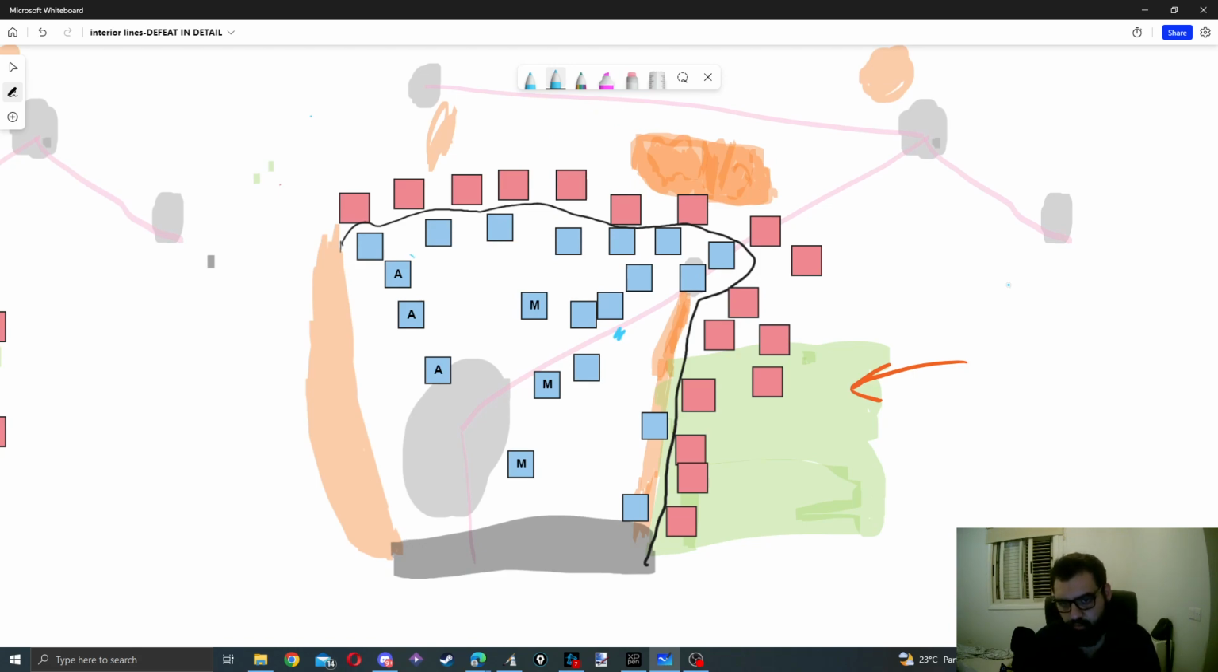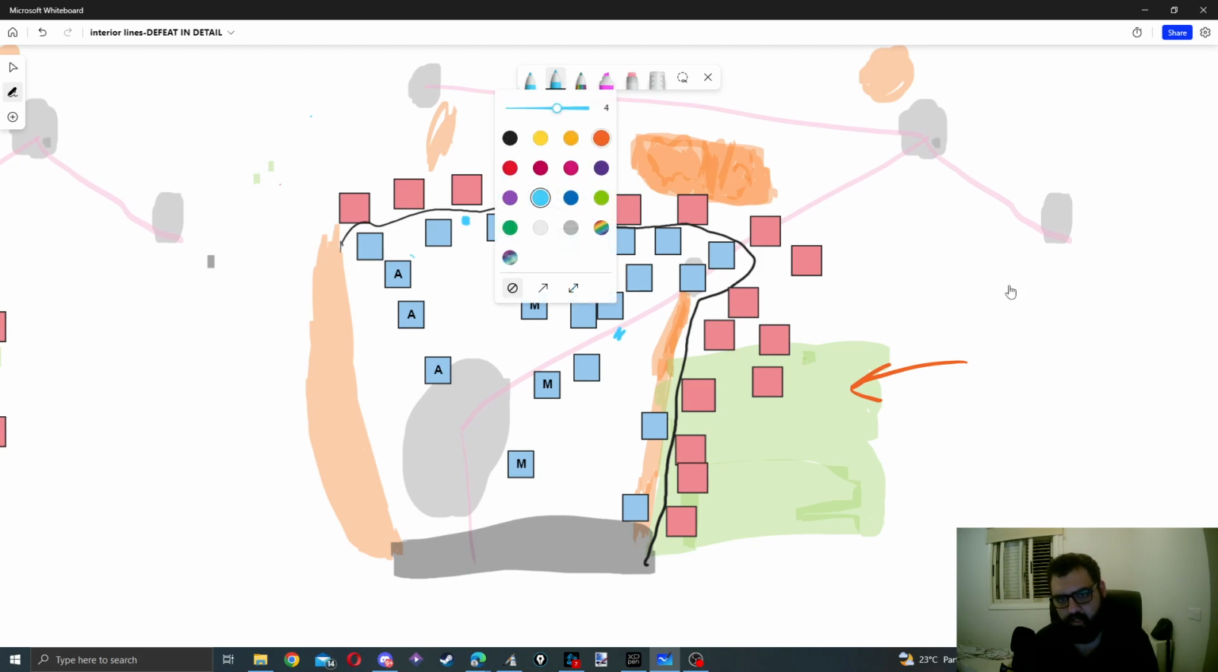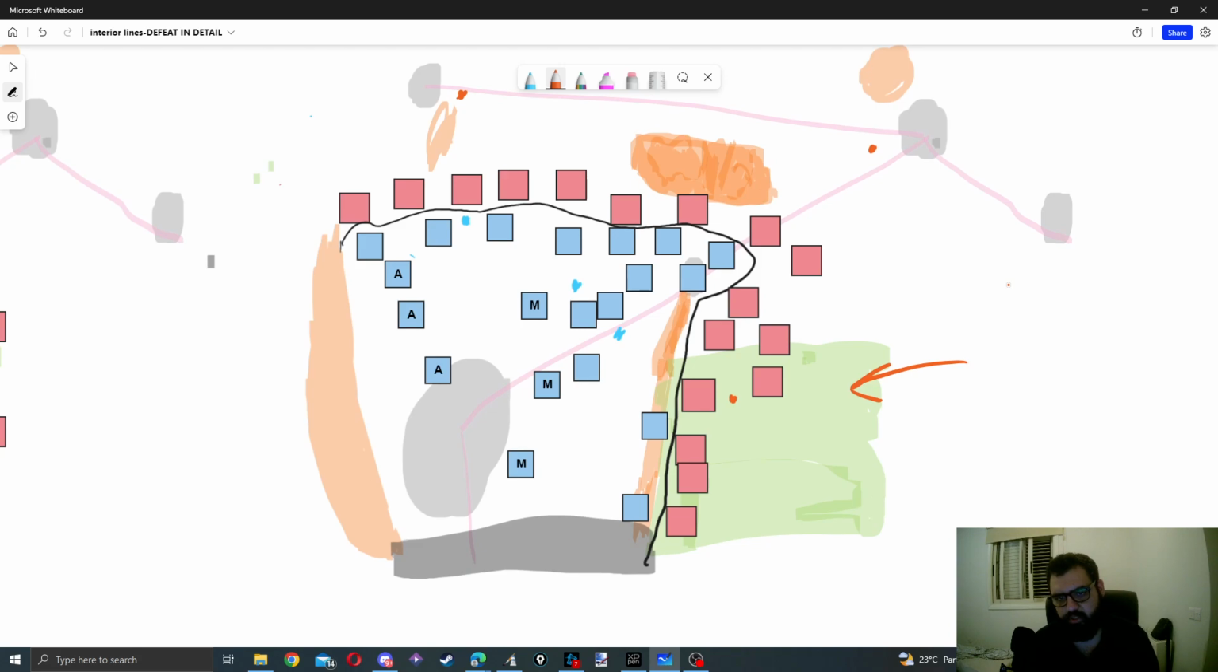So the blue team in this example, since it has the interior lines, it's much easier to move with much smaller distances, so the point here to the point here is a much smaller distance than for the red team, where they have to go from here to here and from here to here to be able to match any potential counterattack.